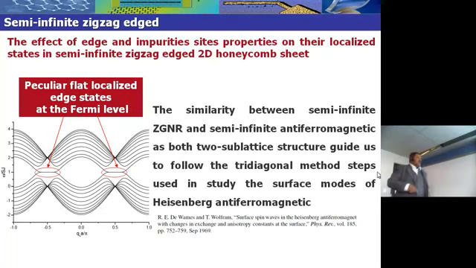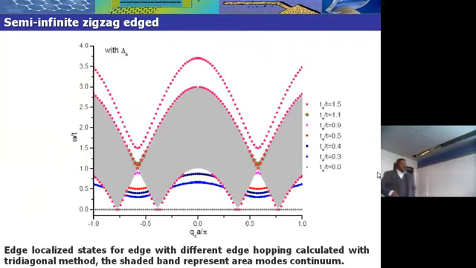To summarize the result, we show here the edge localized state for different edge hopping with the tridiagonal method. The shaded area is the mode continuum, with frequency here and wave vector here. As we see in this case, we have interaction between the edge and the area lines. We found that in most cases, at zero edge hopping, it will have an extended one. As we increase hopping, it decreases, but it moves here and here.